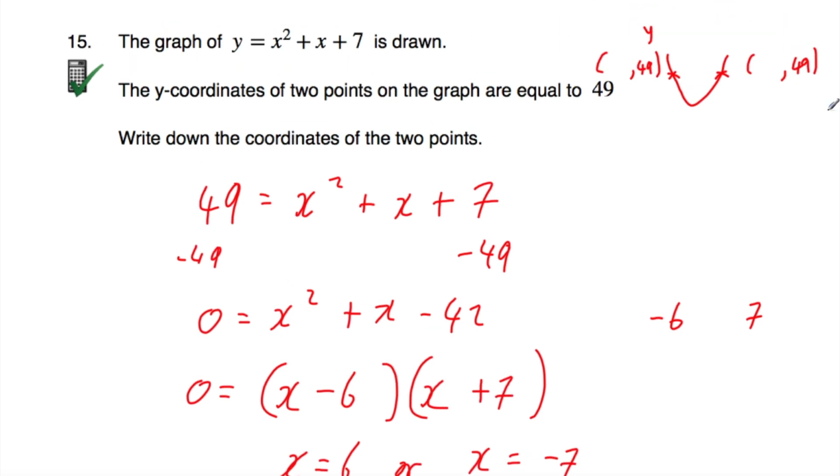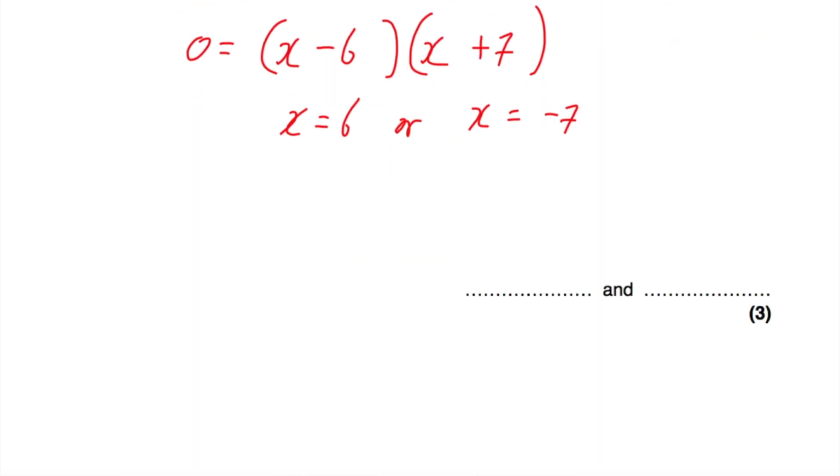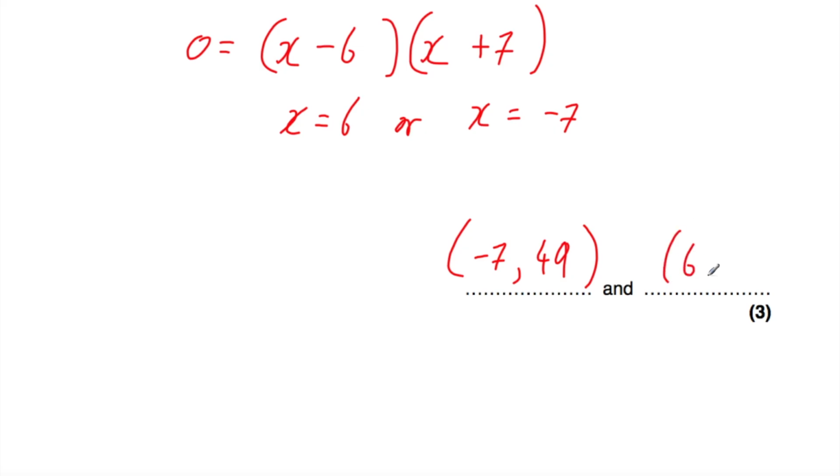So if we go back up here, this one here must be negative 7. So negative 7 across from 49 up. And this point must be the point with coordinates 6, 49. 6 across from 49 up. And that's it. So they're the coordinates of those 2 points. So let's write that down. Negative 7, 49. And 6, 49. And that's it.